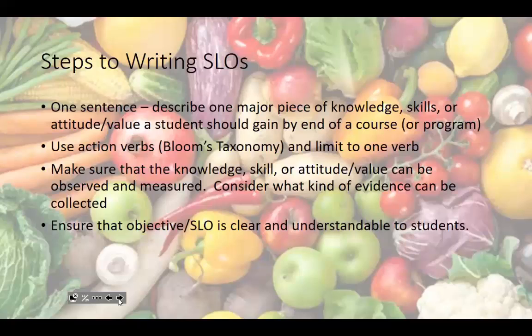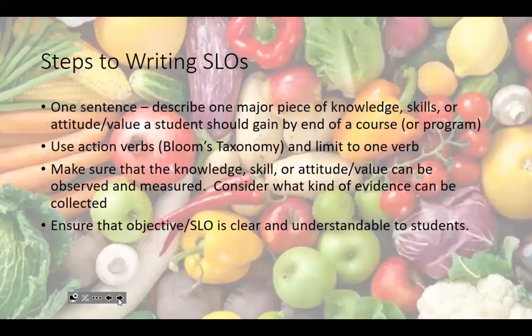Steps to writing SLOs. So if you were like Sarah, who wasn't given any SLOs, the first thing she would do is, in one sentence, describe one major piece of knowledge, skill, or attitude a student should gain by the end of the course or program. So that's kind of the mindset. When you are looking at these objectives, we're not writing them from scratch, but make sure that sentence describes one major piece of knowledge, not two, not an accumulation of four, but one. Action verbs, use Bloom's taxonomy, but I'm going to talk about that in just a minute, and limit to one verb.